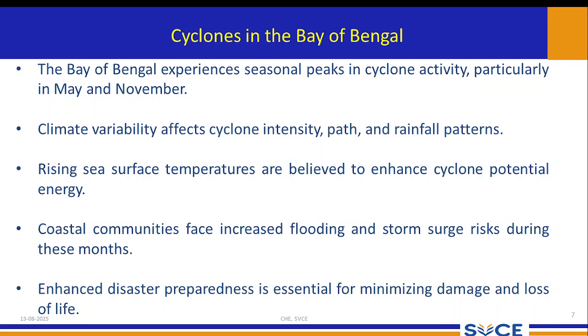That means the speed will be more, and the effect on living species and the people who are living very close to the coastal region will be greater. Okay, we will have a higher intensity of disaster. Coastal communities face increased flooding and storm surge risk during this month. Enhanced disaster preparedness is essential for minimizing damage and loss of life.